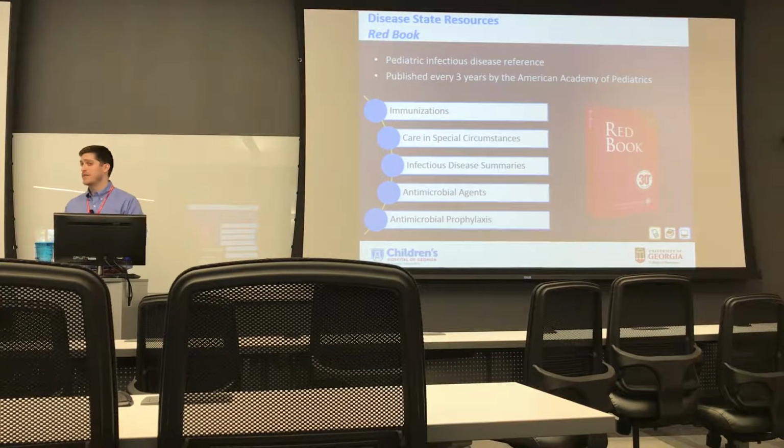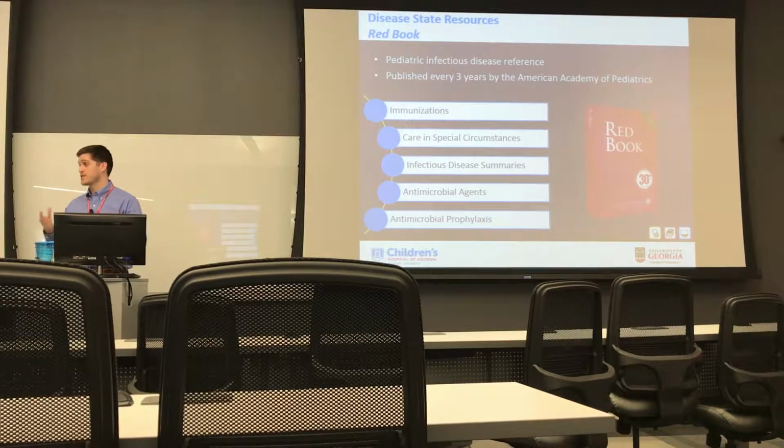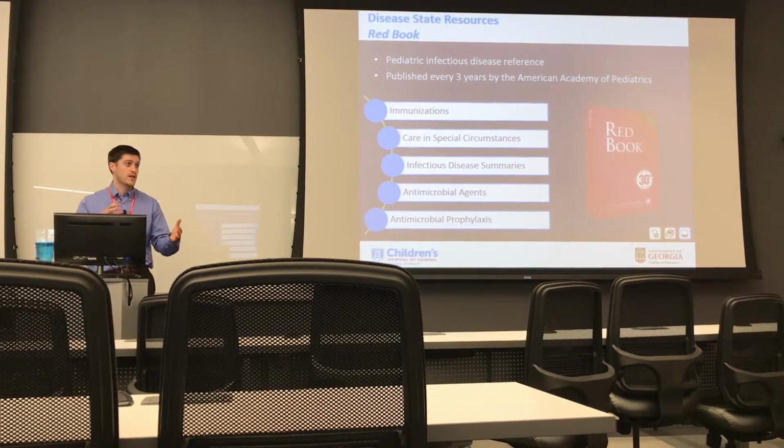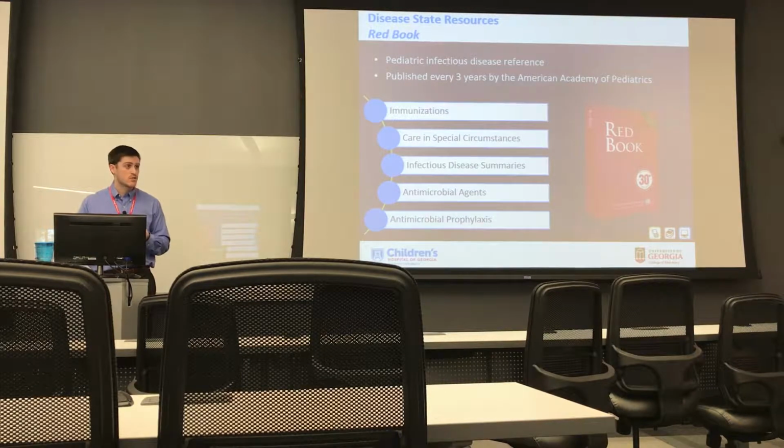The Red Book is broken down into 5 broad categories. So first of all, there's immunizations. And so one of the important considerations for our pediatric patients is making sure that they're immunized for those diseases or those infectious processes that can potentially be devastating to them. Care in special circumstances, and so this ranges anywhere between issues with human milk and then all the way up to sexual health for adolescent age children. Infectious disease summaries, so looking at diagnosis, what sort of manifestations of infectious diseases, as well as what sort of treatment options we have available.